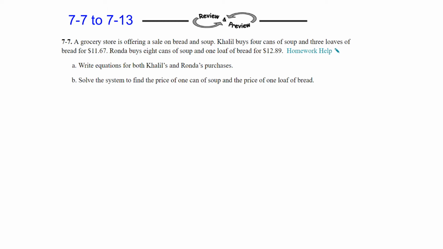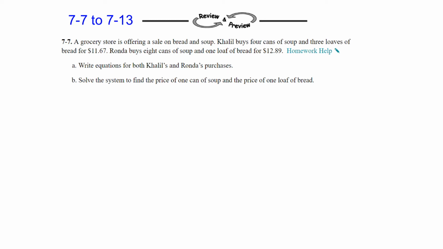Question 7. A grocery store is offering a sale on bread and soup. Khalil buys 4 cans of soup and 3 loaves of bread for $11.67. Rhonda buys 8 cans of soup and 1 loaf of bread for $12.89. Write equations for Khalil's and Rhonda's purchases.